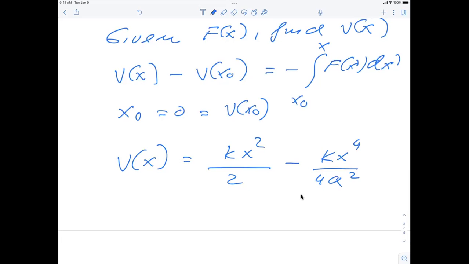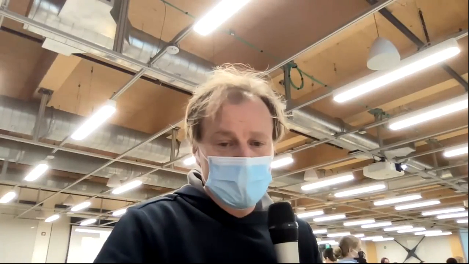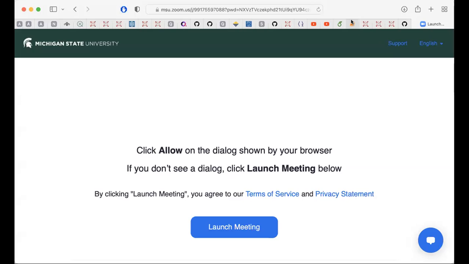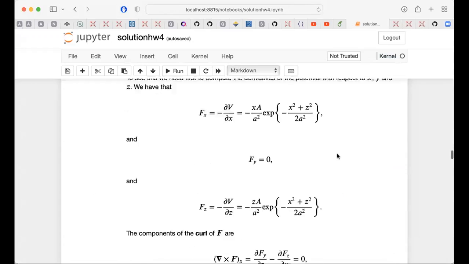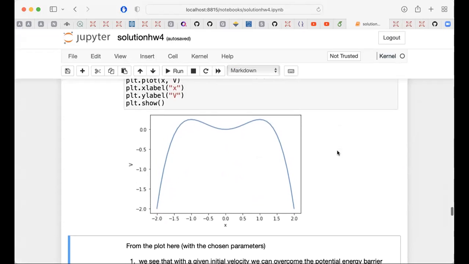So let me bring up the plot of the potential. Let me just take that one away. Can I take this away? Is that okay with everybody? So let me bring up the plot of the potential. I made a plot here. If you look at that one, it looks like this.